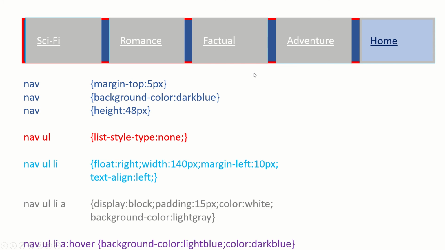And then we've got the hover. So when we hover over any A element, it's going to go light blue background, and dark blue text colour.